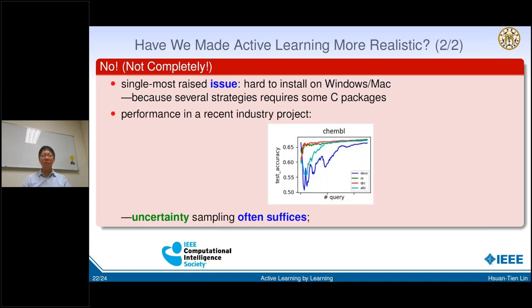And also, we tried to play with the package in a recent industry project, and this is the result we get. Now, let's just look at two curves here. One is the dark blue one, which is one particular active learning strategy that we tried, and our ALBL, the active learning by learning algorithm, is the light blue one in the middle.